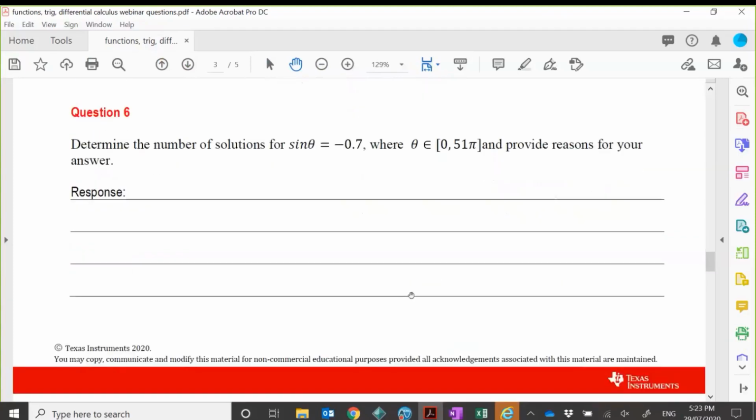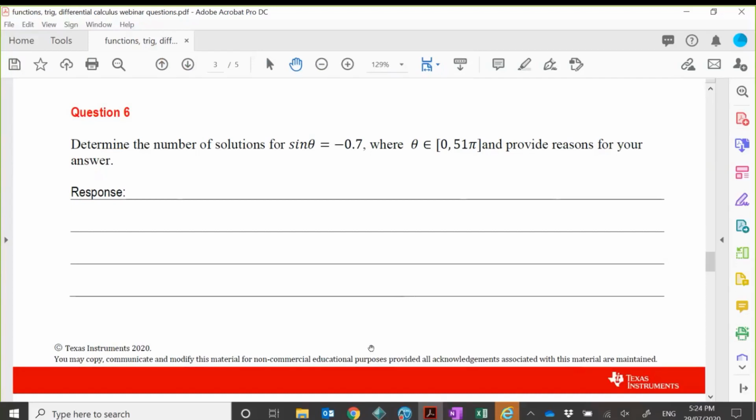Question 6. Determine the number of solutions for sine theta equals negative 0.7 over that domain and provide reasons. All right, that's a very big domain. We're going from 0 to 51 pi, and we've got a sine graph.